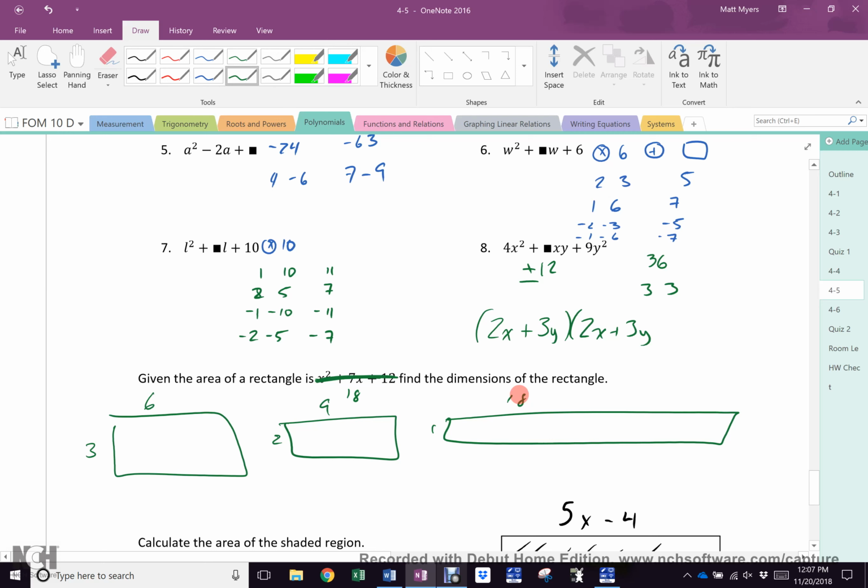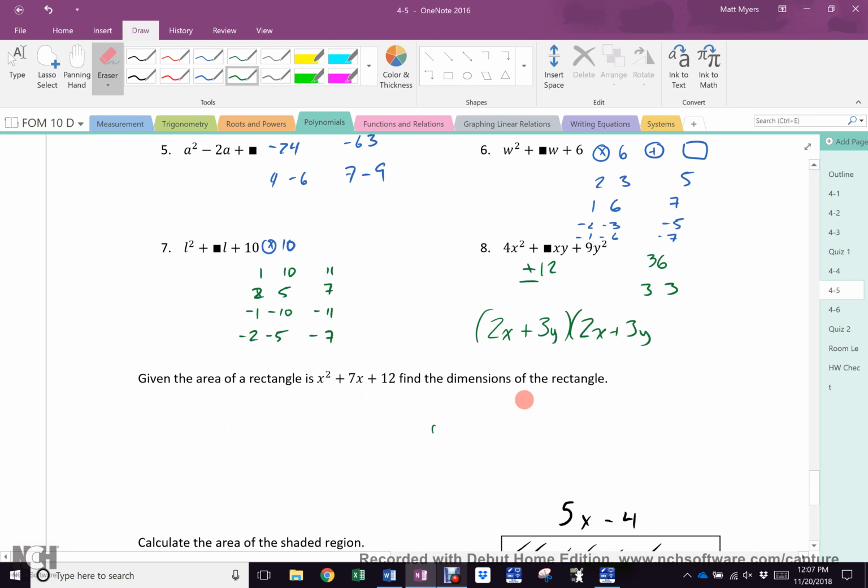Why? Because 3 and 6 are factors of 18. 9 and 2 are factors of 18. 18 and 1 are factors of 18. So you know that the dimensions of every rectangle are factors of the area, yes?